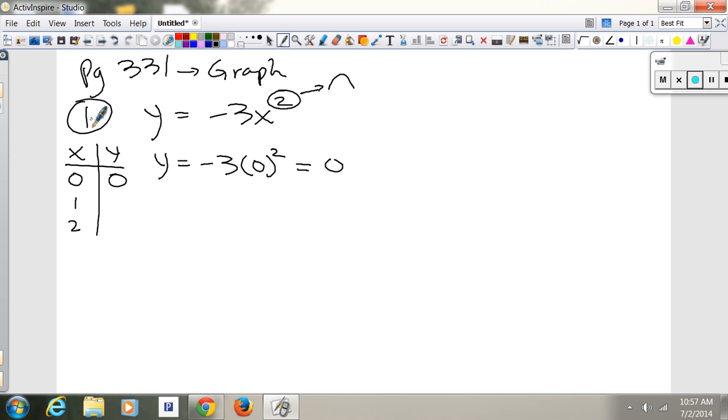So let's set up a little x and y graph on our paper, and we're going to put a dot at 0, 0. My y-axis, there's my x-axis. So you got a little graph on your paper, and you put a dot right at the origin.